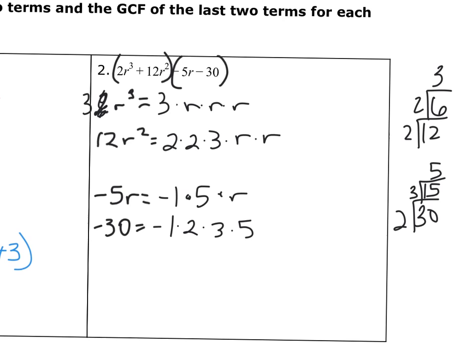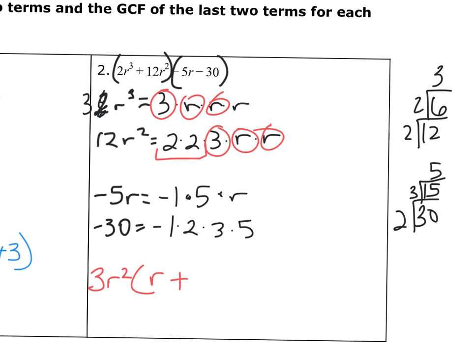Very good question. All right, so now in the first two terms, what do we have in common? 3 and r squared, right? So we have 3r squared times, what's left over? 2 plus r plus 2, well, what's 2 times 2? 4. So r plus 4 is left over.